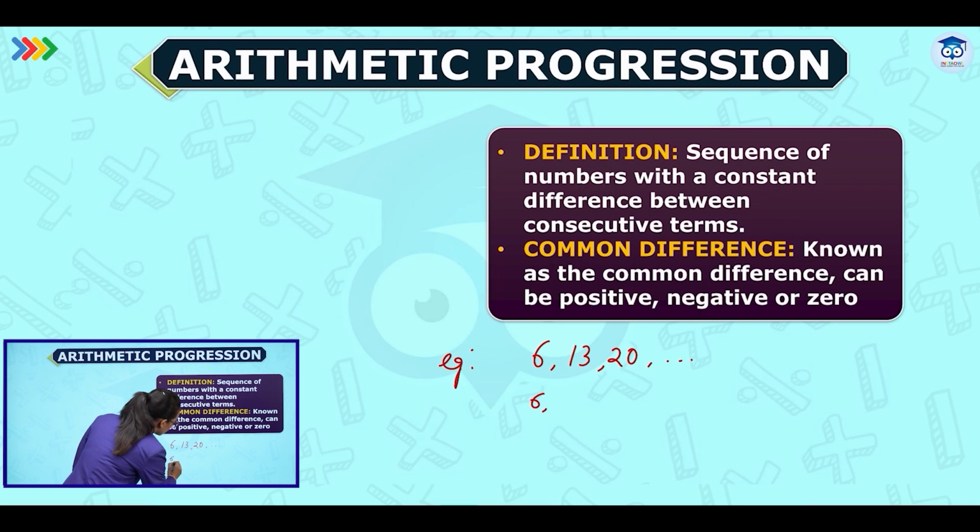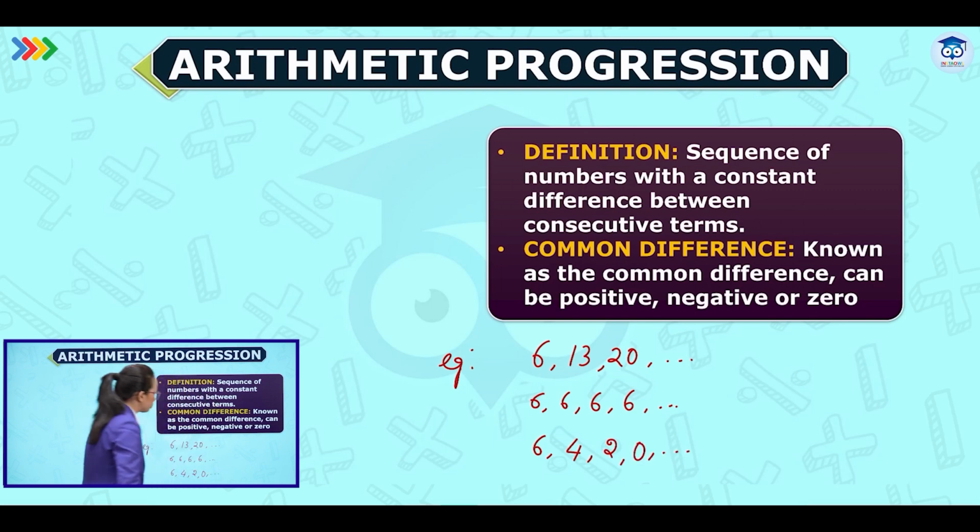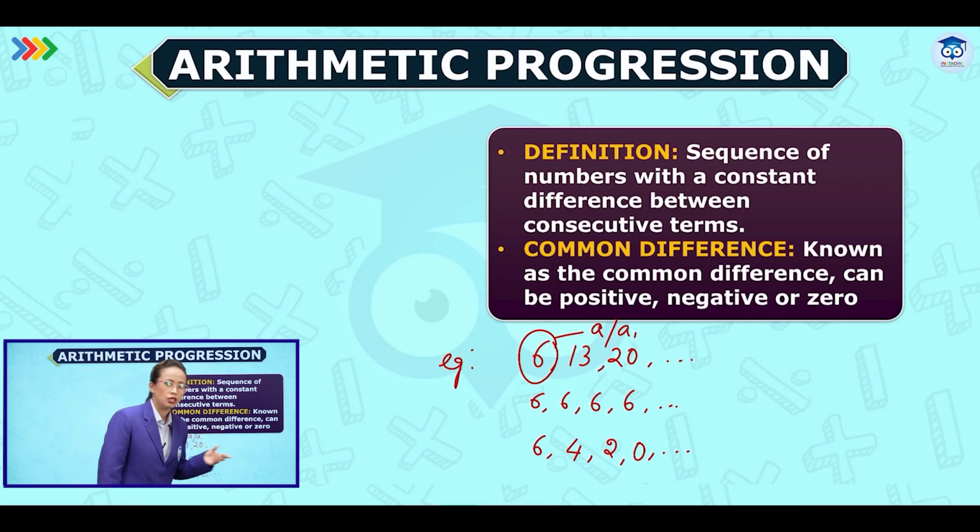We can have the example of 6, 6, 6. It's also a sequence, where the difference between each consecutive term is 0. Also we can have negative, like suppose we have 6, 4, then 2, 0. If it is reduced, the common difference is minus 2. I have taken all 6, so you can take a different example also. The first term is known as A, or A1, and the common difference between each term is known as D. So this is the example.